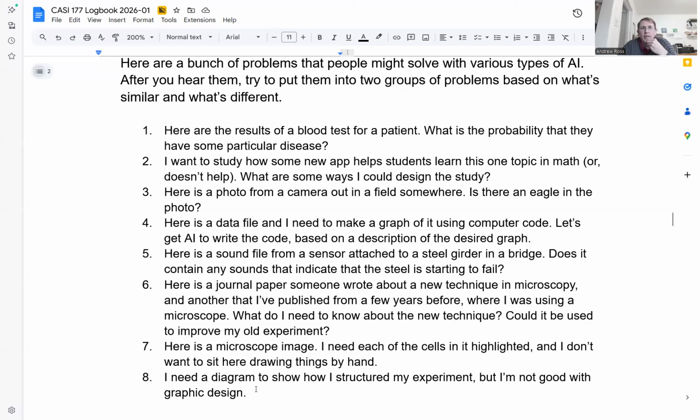And the eighth one is maybe I need a diagram to show how I structured my experiment, but I don't have a lot of graphic design skills. Maybe I could describe it to an AI and have it give me a diagram that I would hopefully then check for accuracy, etc.